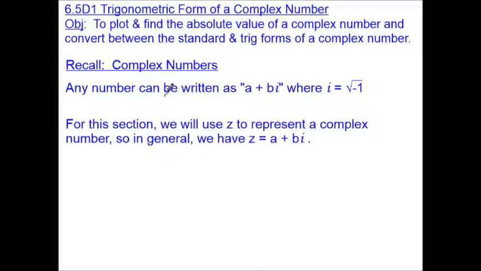Alright, so just basics of complex numbers again. Any number can be written as a plus bi, where i is the square root of -1. Okay, that's old news. And for this section, we're going to use z to represent any old complex number. So basically, anytime you see z, you're thinking of a plus bi. a and b are whatever real numbers they are, and that's going to be represented by the letter z.